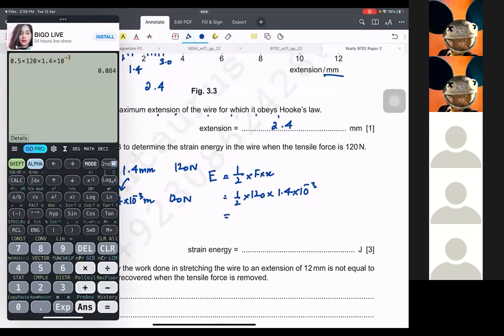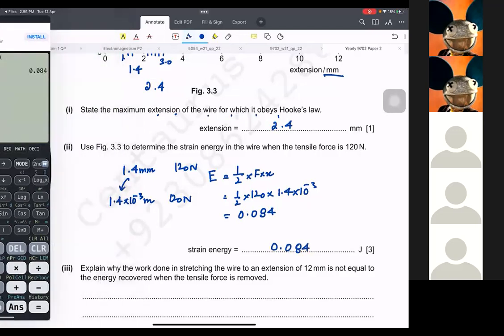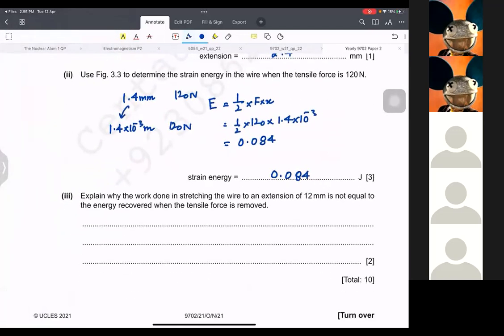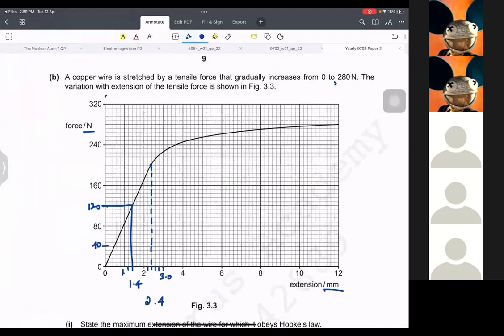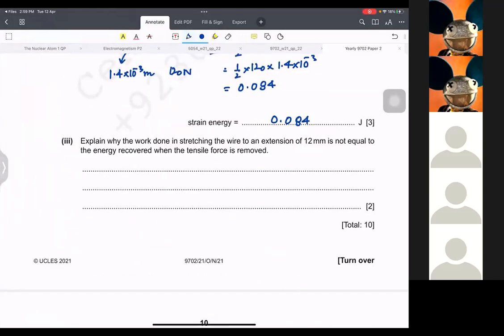So it has to be 0.084 joules. Okay, this was pretty simple. And now it's saying, explain why the work done stretching the wire to extension of 12 mm is not equal to energy recovered when tensile forces are removed. So, okay, why when you do all this work, why you can't recover the energy?